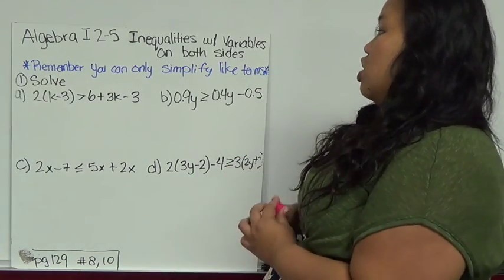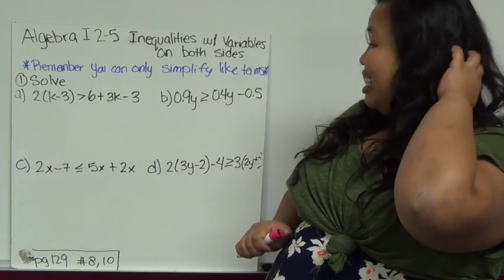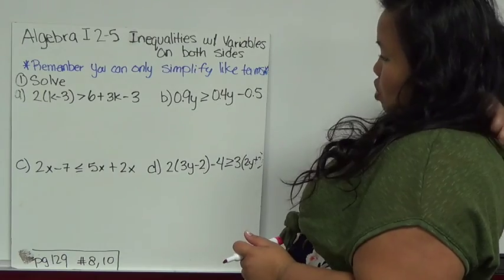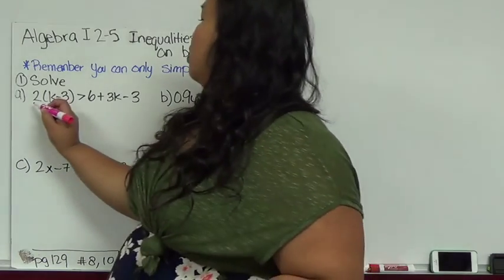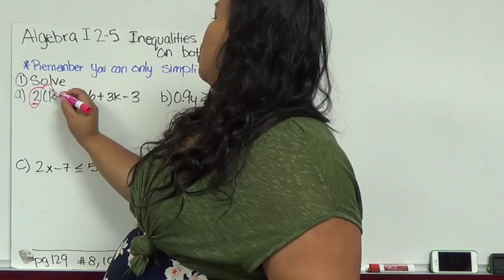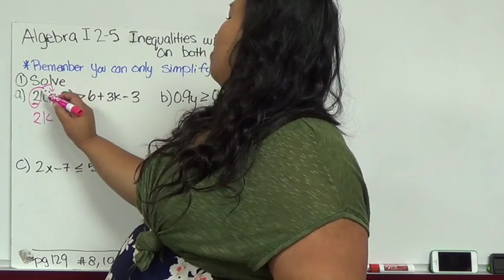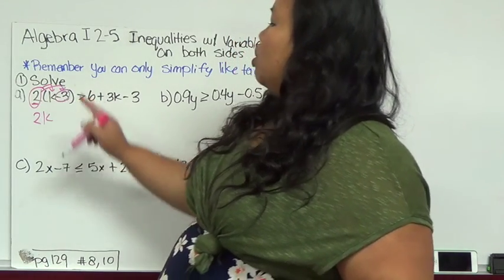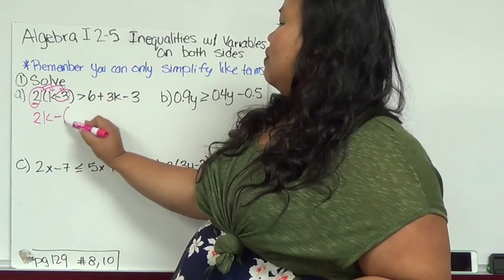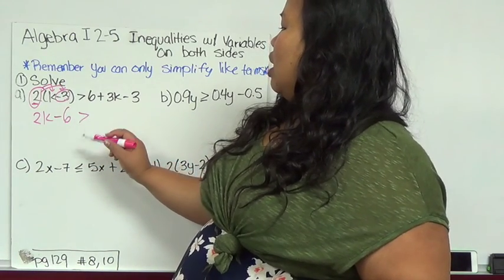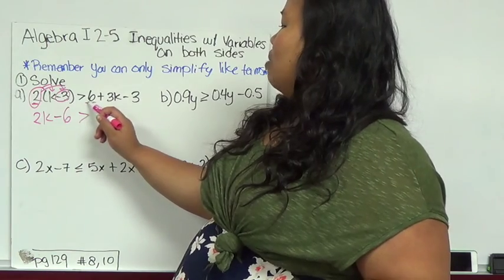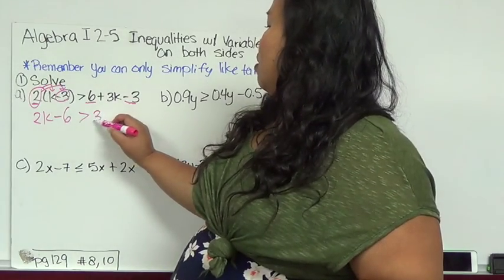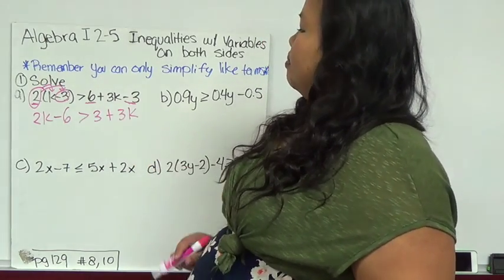Okay, so let's start with this one. The order of operations tells us to do parentheses first. So I'm going to take this 2 and distribute it. So I end up with 2k, and I'm going to distribute it not just to the 3, but to the negative 3. So positive 2 times negative 3 gives me negative 6, is greater than, I can't combine the middle, but I can combine 6 and negative 3. 6 minus 3 is 3 plus 3k, okay?